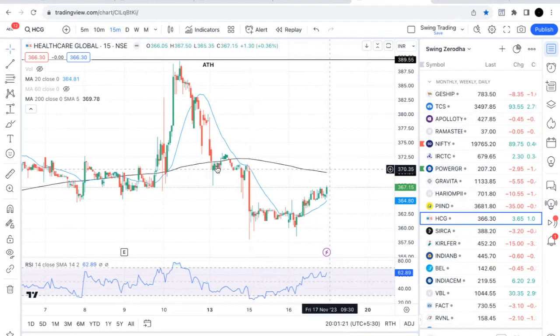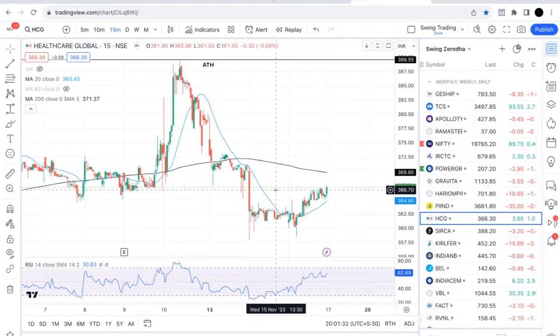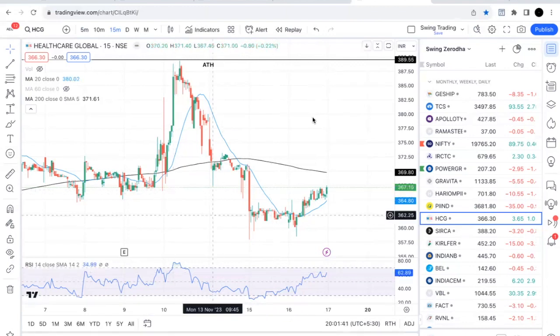Because the trajectory may not be going down, the trajectory may be going sideways, especially with the 200, because it is not easy to move the 200-period moving average. It takes much more of a price movement to get it to move. All right. So these are some of the entries.